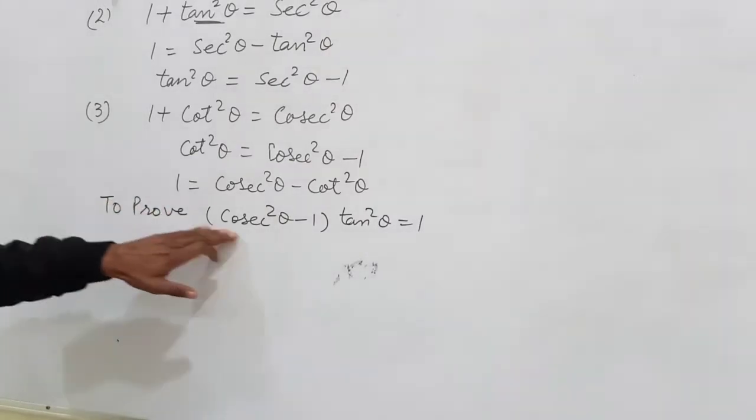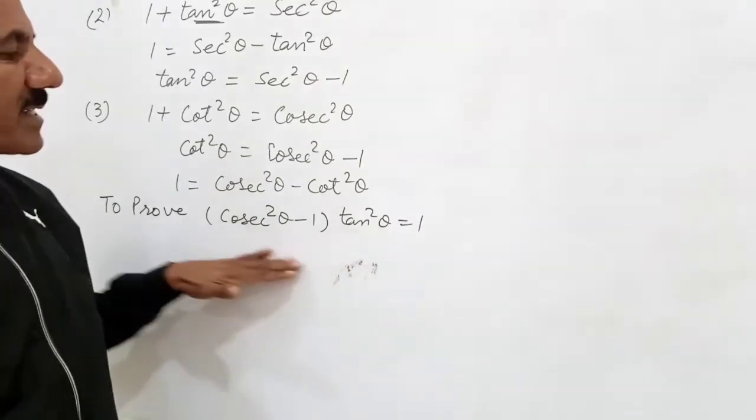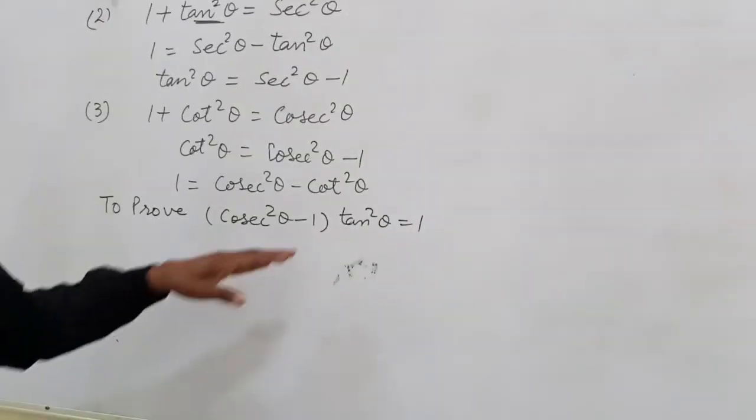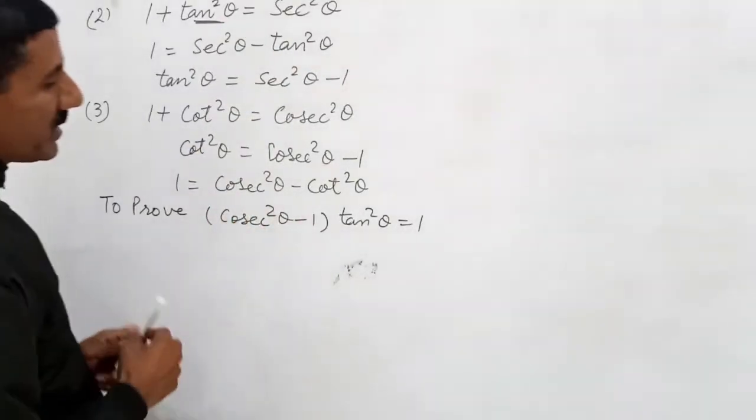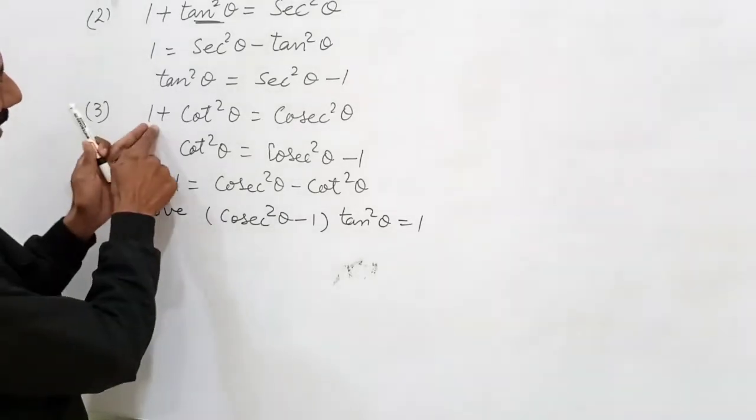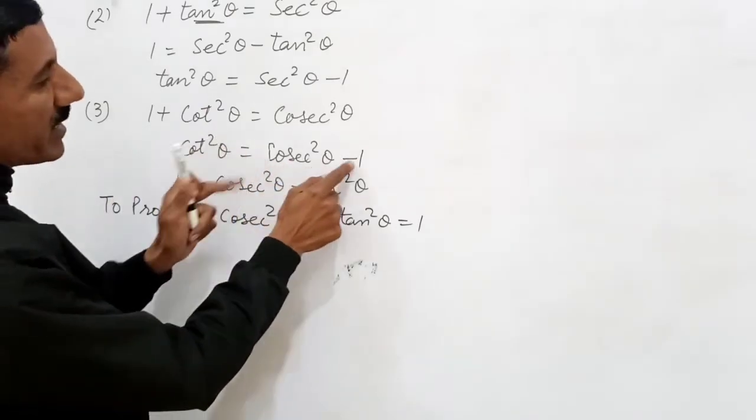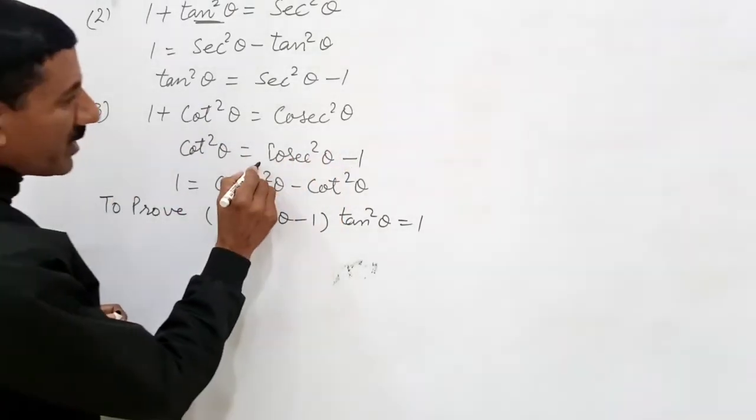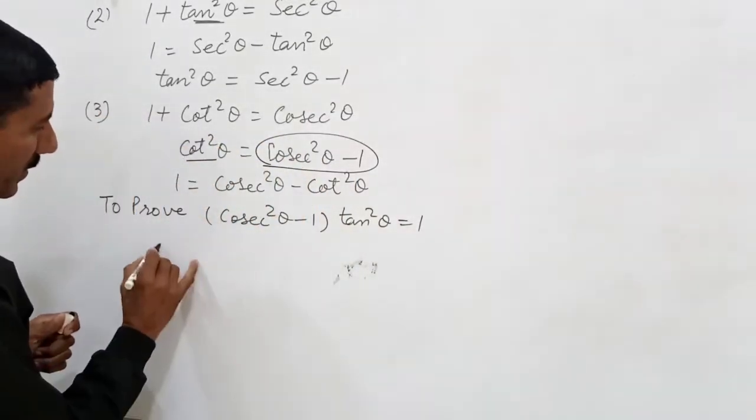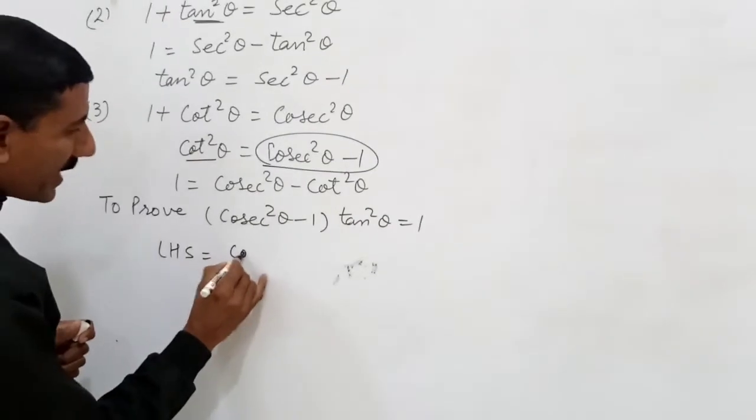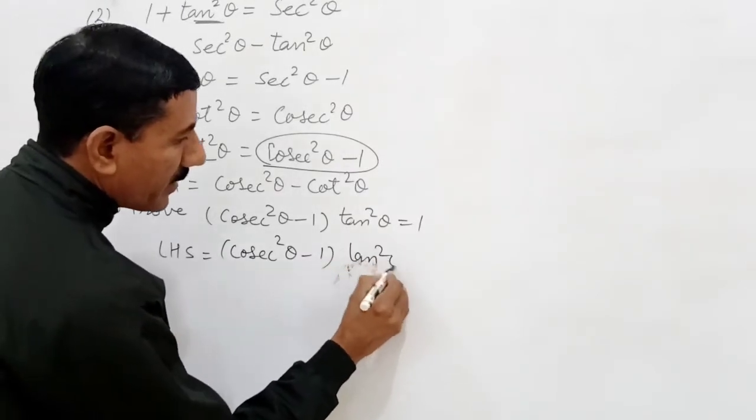It is given that cosec square theta minus 1 into tan square theta, and you have to show the left hand side is equal to 1. So how do we solve it and how do we use the identities in these questions? You have seen that 1 plus cot square theta is equal to cosec square theta, so cot square theta is equal to cosec square theta minus 1. From this value we can put cot square theta in place of cosec square theta minus 1 on the left hand side, into tan square theta.